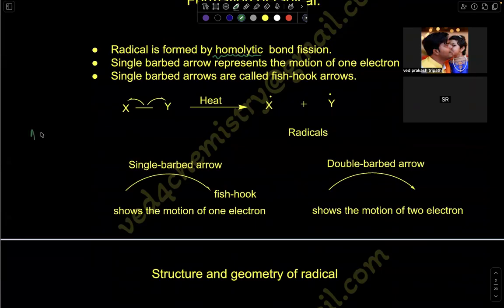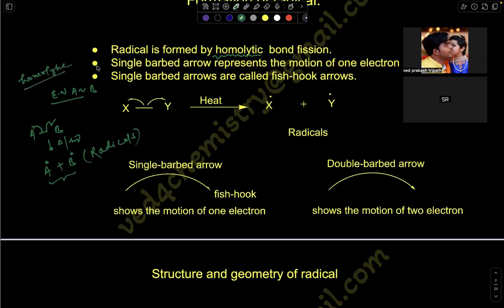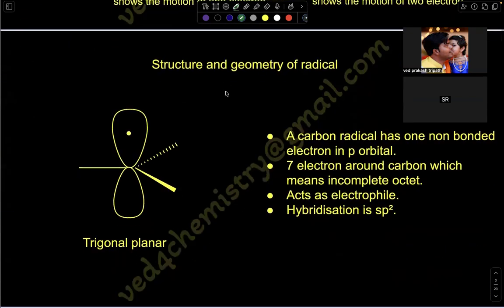Suppose the electronegative values are the same, like A and B, and I am saying the electronegativity of A and B is almost equal. So half over here and half over here. It means it would form A radical plus B radical. So this is called radicals, and it is formed in the presence of heat or sunlight, and it is called homolytic bond fission. Homolytic, because there is no difference in electronegativity. And this is the free radical property.